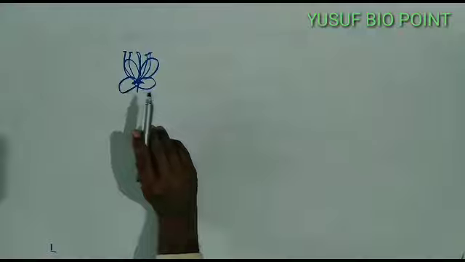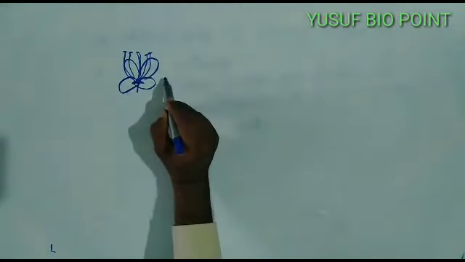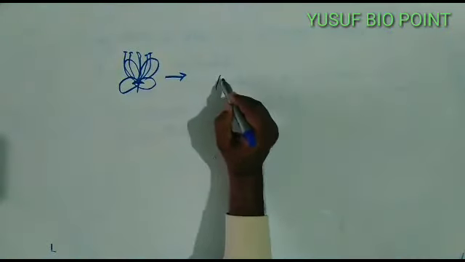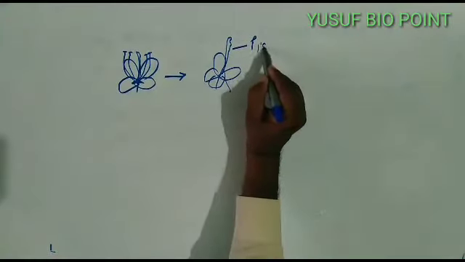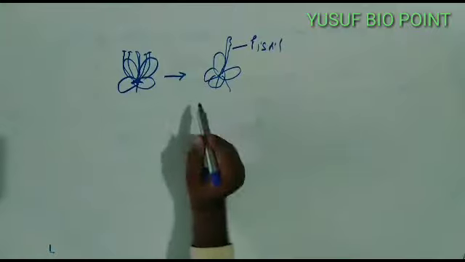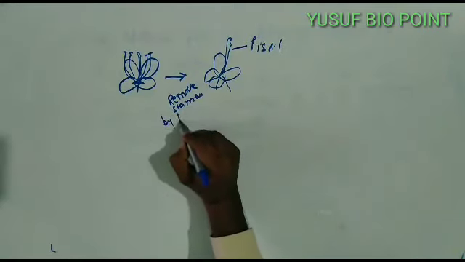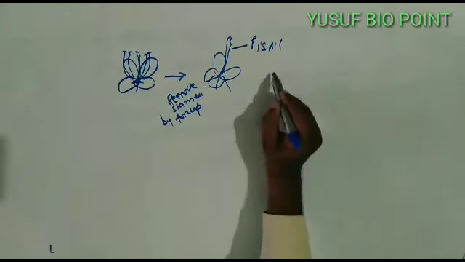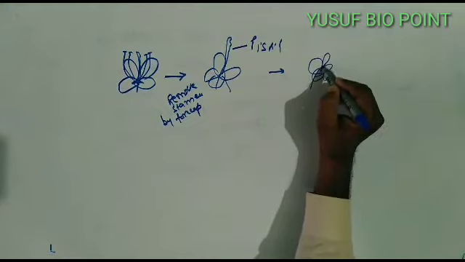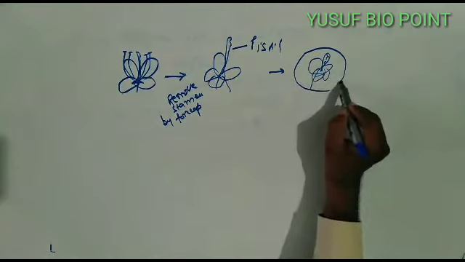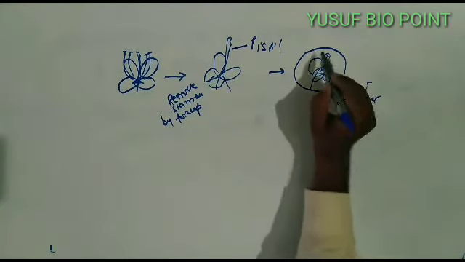In artificial hybridization, how is emasculation done? Suppose this is the bisexual flower, this is the stamen, and this is the pistil. Now, with the help of forceps, we remove these stamens. Then this is the pistil, and it is bagged by butter paper. It is bagging.